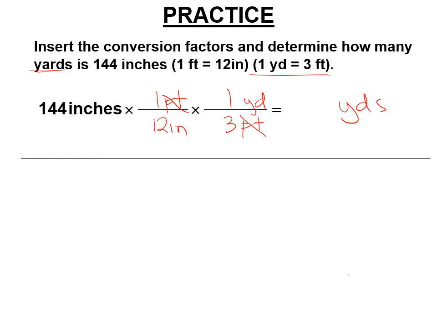So 12 very nicely goes into 144. 12 divided by 12 is 1. 144 divided by 12 is 12. 3 divided by 3 is 1. 12 divided by 3 is 4. Turns out 144 inches is 4 yards.